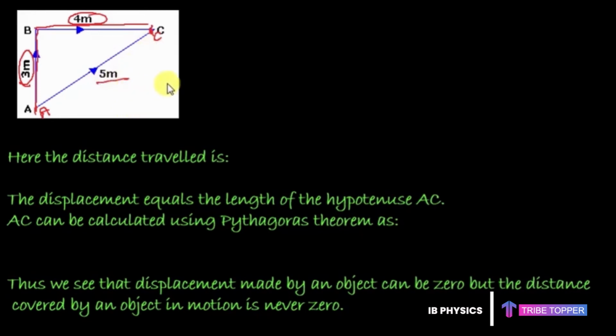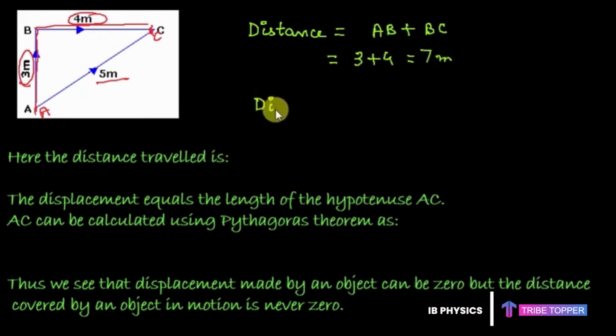You know how we calculate this? Here, what is going to be the distance? The distance is going to be again the actual length of the path covered, and that is AB plus the length of the path BC. So it's 3 plus 4, that gives you 7 meters. Simple. But what is the displacement? Now we know that displacement is the length of the hypotenuse because it's going to be the shortest distance. So we say that displacement is the length of the hypotenuse AC.